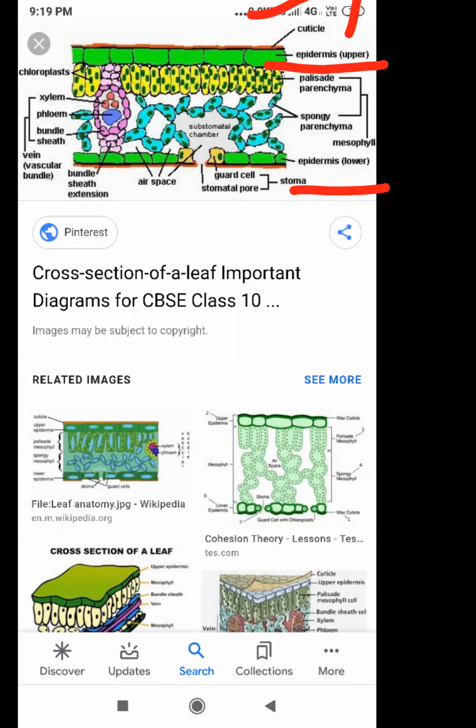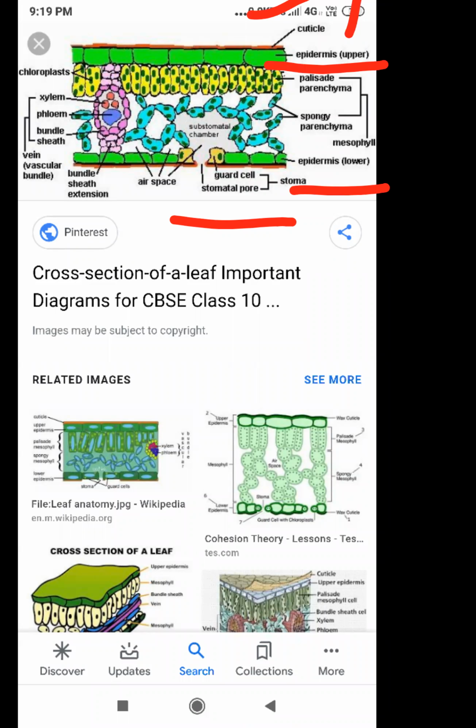Next, coming to the lower epidermis. The lower epidermis has the guard cells. Kidney-shaped cells are called guard cells. Their function is to regulate the opening and closing of the stomata. You can see the stomatal pores here. Stoma is singular, stomata is plural.